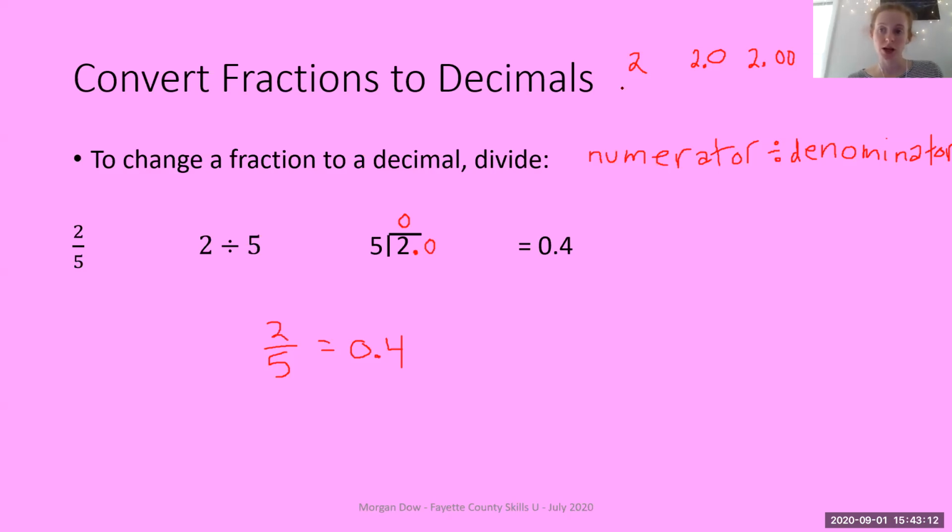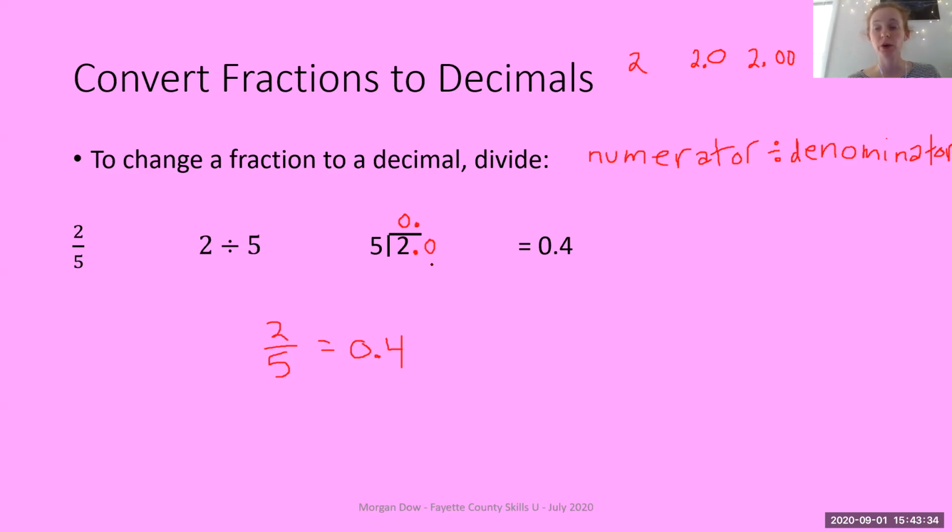So 2 becomes 2.0. And now I'm going to take my decimal point and bring it up to my answer so I don't forget about it. The decimal points should always be lined up. So that decimal point comes right up to the answer. Now I can ignore my decimal point. I don't need to think about it anymore. And I continue dividing as usual.